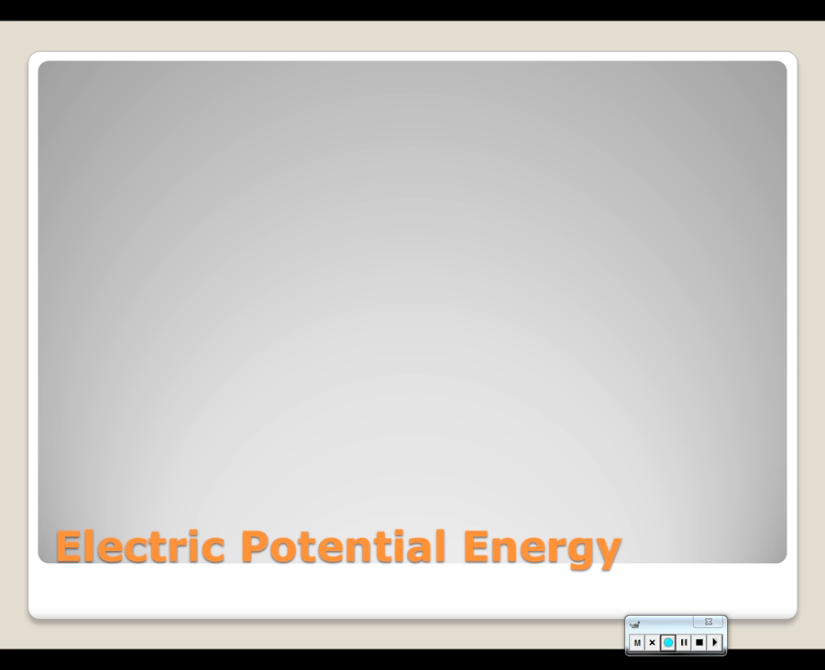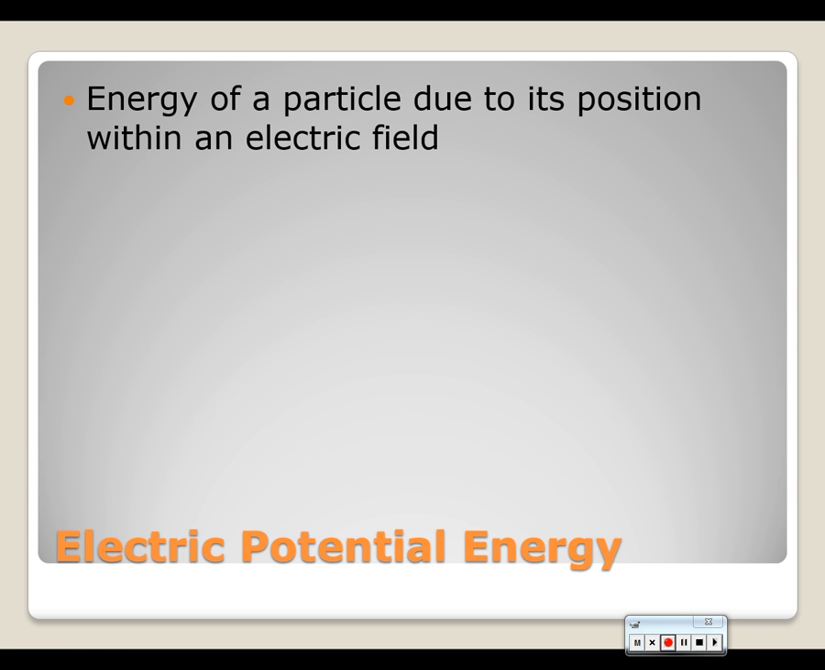Electric potential energy. Electric potential energy is the energy of a particle due to its position within an electric field. Okay? So I think it should start getting into your outline right now, right? What's gravitational potential energy? Parallels, right? According to this definition, how could we modify it to be a definition for gravitational potential energy?